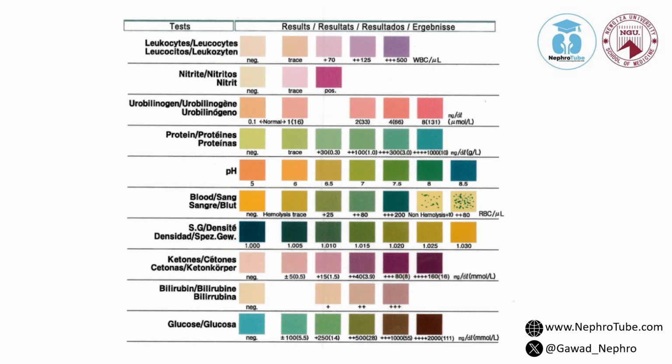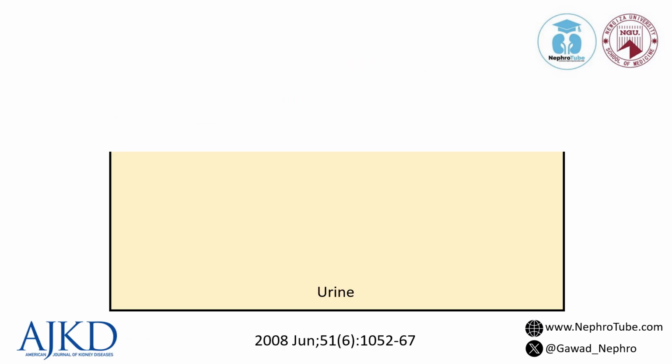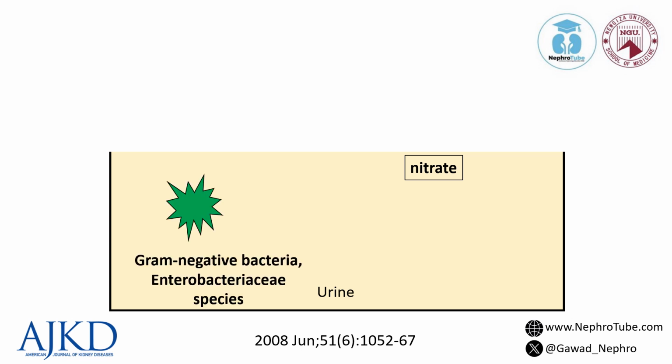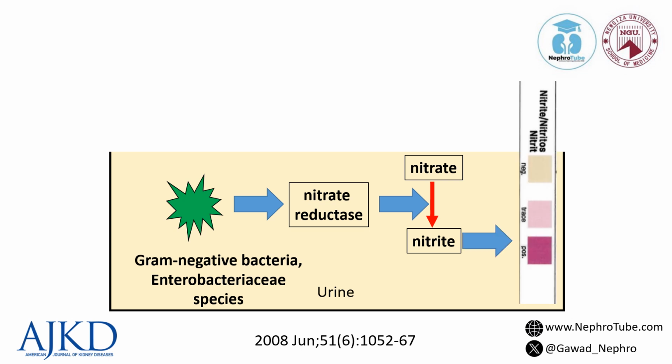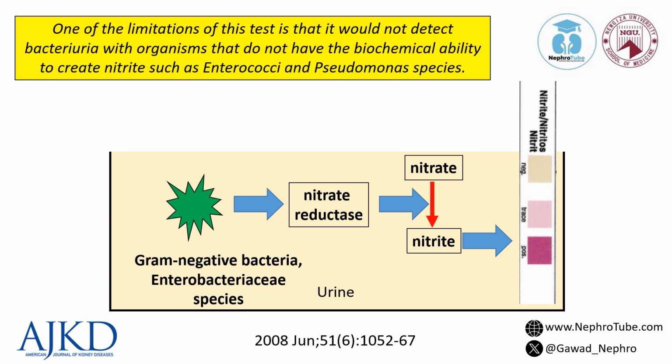The second item regarding urinary dipstick that is related to urinary tract infection is the nitrite. In urine, we have nitrate and we don't have nitrite. But in the presence of infection, especially gram-negative bacteria, the gram-negative bacteria will produce nitrate reductase that will convert nitrate into nitrite. Then nitrite will be detected by the urine dipstick.